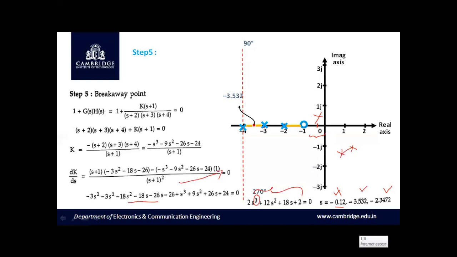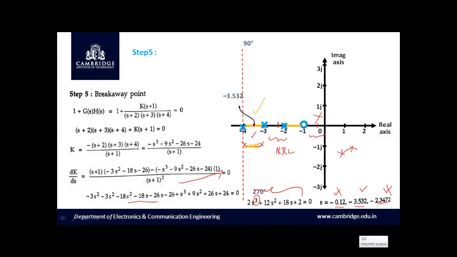And in the next case, we have a breakaway point at minus 3.532, which is exactly located here. This justifies the statement that we have two adjacently placed poles, and it is in the region of root locus also. Therefore, this breakaway point is a valid one. Whereas for the third case, at s equal to minus 2.3472, it lies somewhere here, and this is between adjacently placed poles, but it is not in the region of root locus. Therefore, the third case is also not valid.